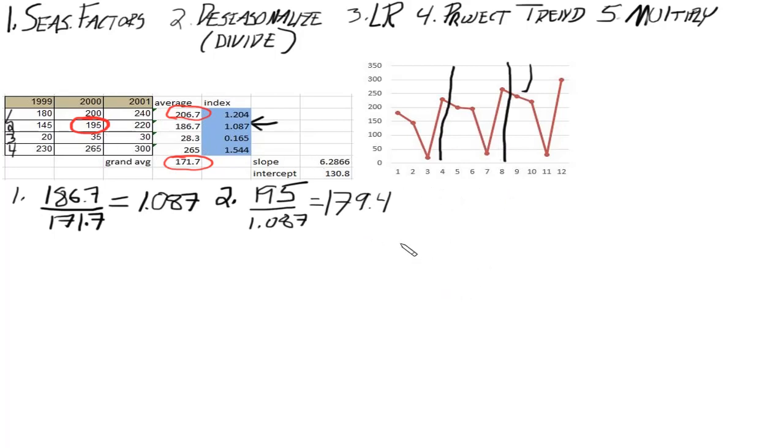So we've deseasonalized one period. If we wanted to deseasonalize the second period of the third year, we would take 220. And again, for the second period, we always deseasonalize by dividing by that same seasonal index. There's only one. The seasonal index is an average of what the seasonality generally is for that second quarter. So you take 220 divided by 1.087, and we get 202.4.